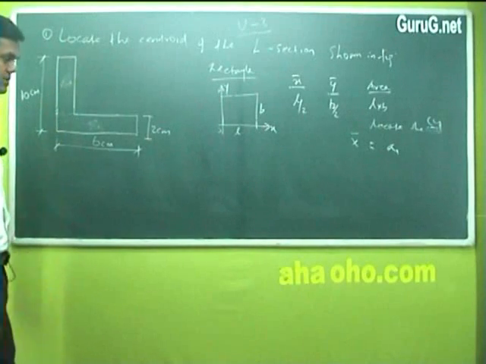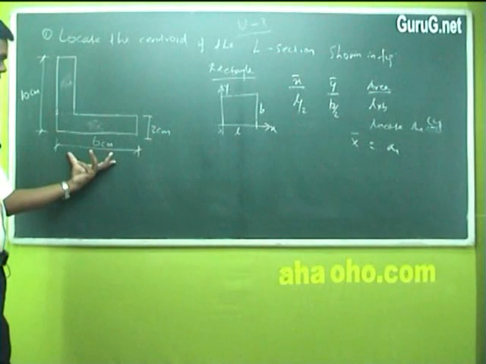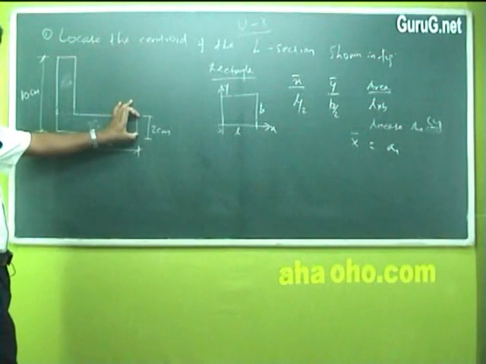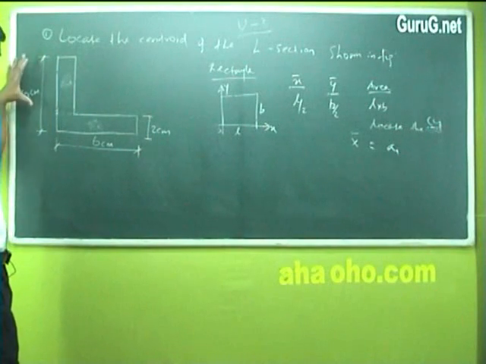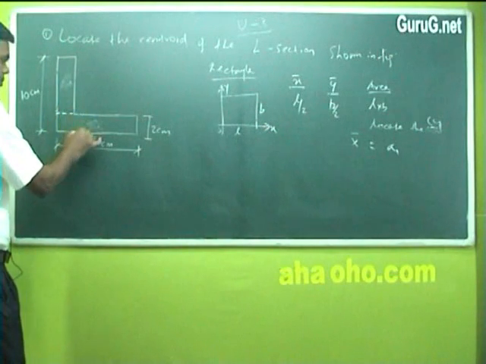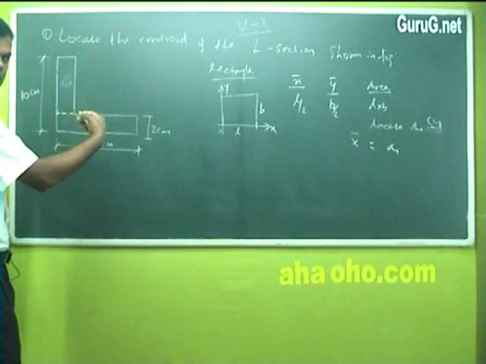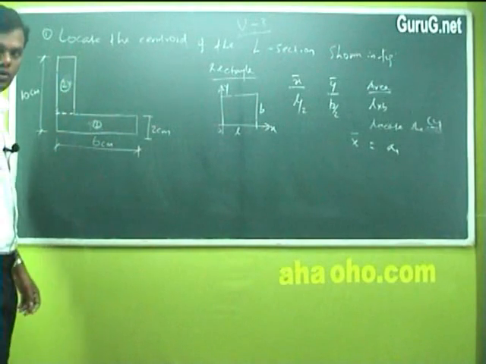The question is like this. It is just given a rectangle, or L section, with a width of 6 centimeter and a thickness of 2 centimeters. If this is 2, this has to be 2, the same, and 10 centimeter width. So now I am dividing this into two rectangles, for our convenience. This is the first and second rectangle.